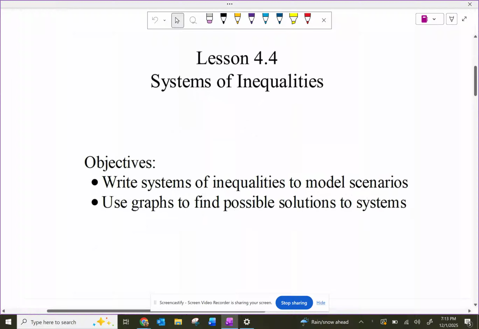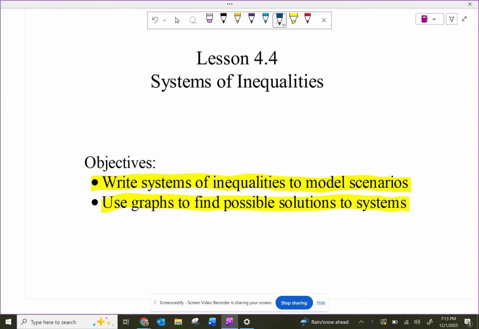Hello, college math topics. This is lesson 4.4. This is the last lesson in our inequalities unit, and we're going to look at systems of inequalities. So the objective for today is to be able to write systems of inequalities to model scenarios and to use graphs to find possible solutions to systems.